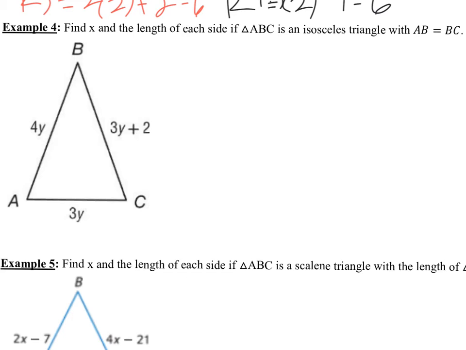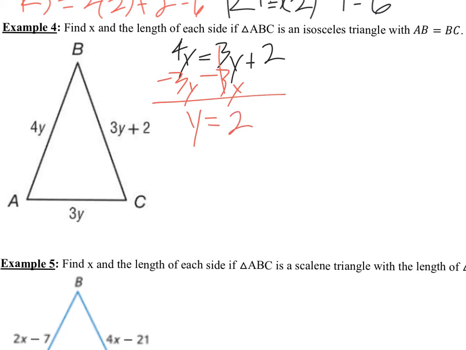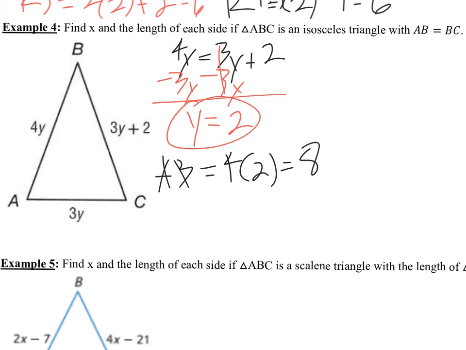So find x and the length of each side if triangle ABC is an isosceles triangle with AB equaling BC. So find AB. These 2 sides, AB and BC, set these equal to one another. So with 4y equal to 3y plus 2, minus 3y to the other side, and 4y minus 3y is 1y, or just y. And so, hey, I get y equals 2, just like the last one with x equals 2. So, real original there, I guess. Let's find AB. And so AB is 4 times 2, so that's going to be 8. So BC should also be 8.